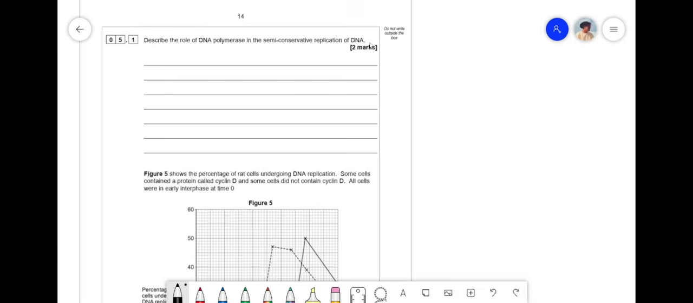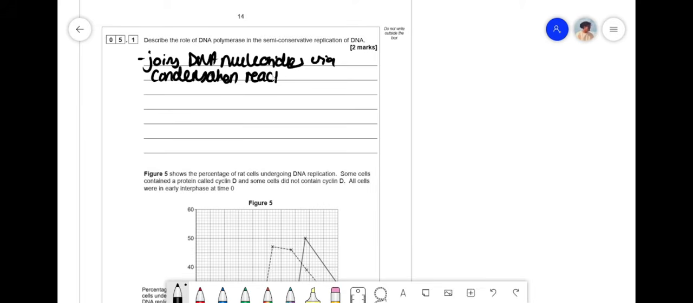So DNA polymerase, what does it do? It joins DNA nucleotides. Those are the monomers. Via condensation reactions, because that's the mechanism by which it happens, to form, and the type of bond made, phosphodiester bonds. And this is me winging it here.